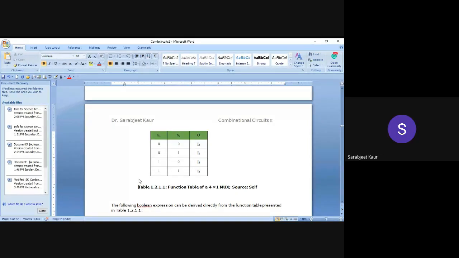Ma'am, I just wanted to ask, the function table is basically helping us to know which input will be selected? Yes. The function table tells us which input will be selected of all the inputs that we are giving to the MUX, to be passed on to the output. And this is the job of a multiplexer, right? Okay, ma'am. Thank you, ma'am.